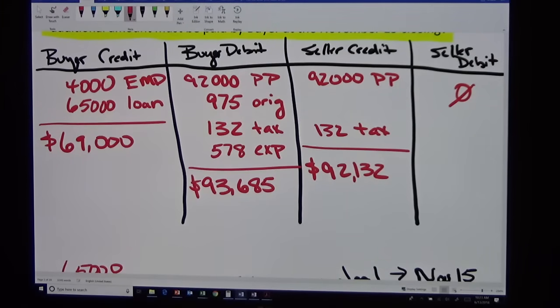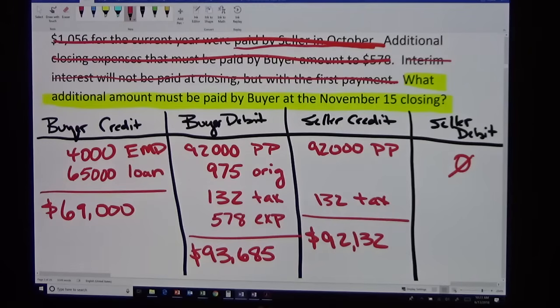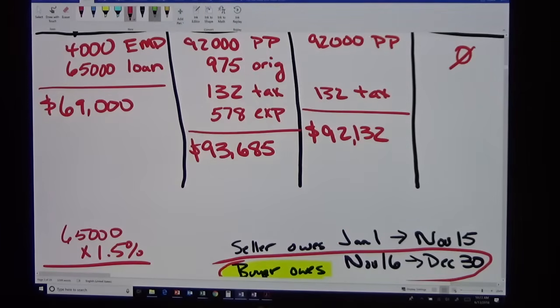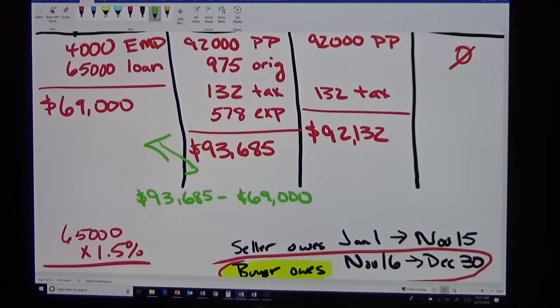So they want to know, go back to the question, what additional amount must be paid by the buyer? Well, that's going to be the difference between the buyer's two columns. So these two numbers right here, the difference between those. So $93,685 minus $69,000.